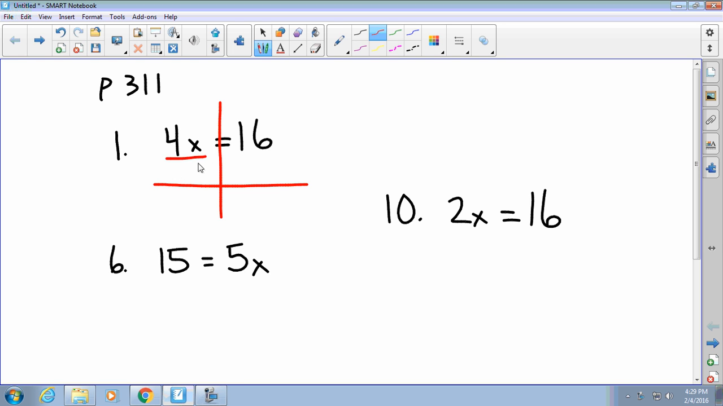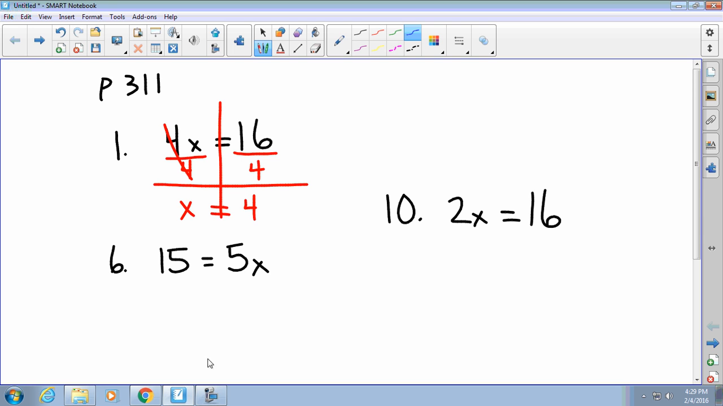The first thing we want to do is isolate the variable. We want to get x by itself, and we do that by dividing by 4. 4 divided by 4 gives us x by itself. Whatever happens on one side of the equal sign has to happen on the other side of the equal sign. 16 divided by 4 is 4. The answer is x equals 4.